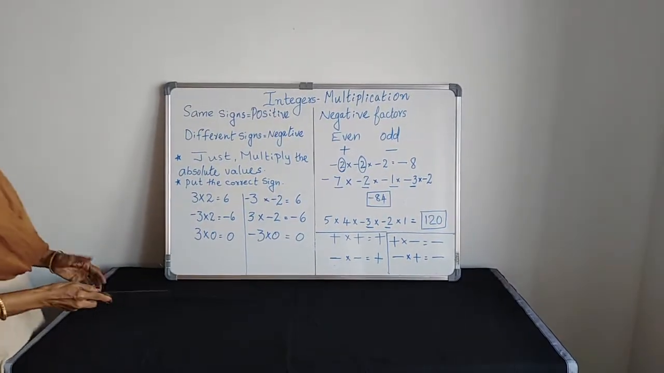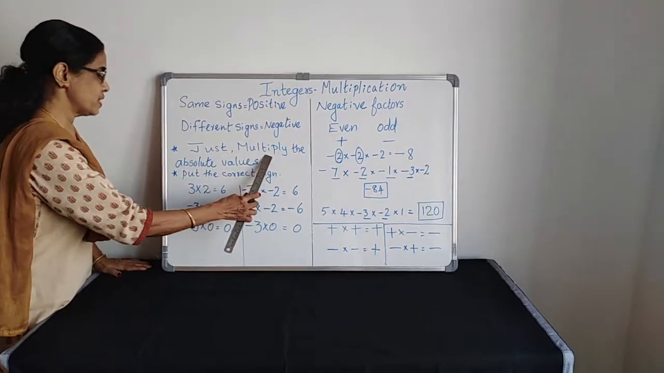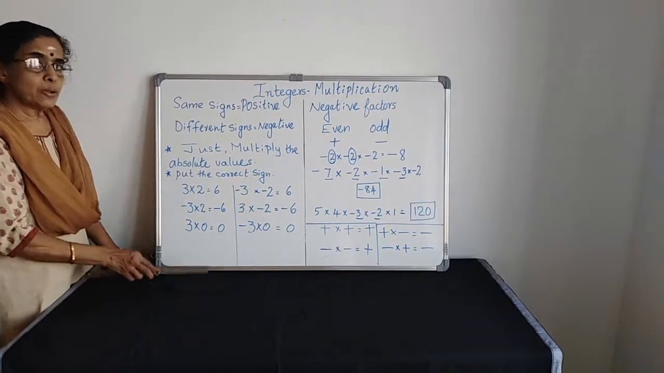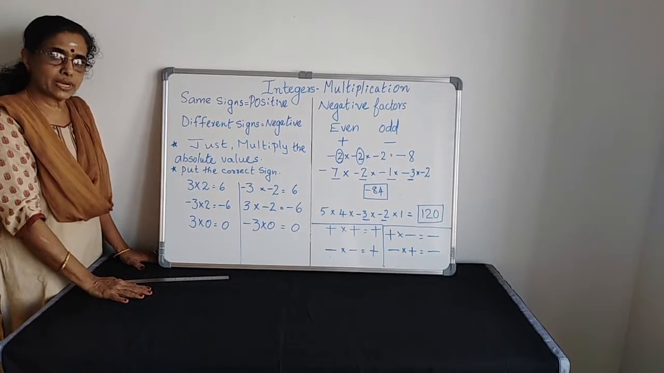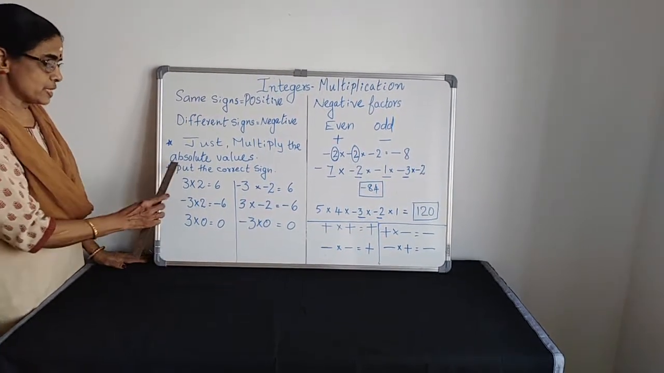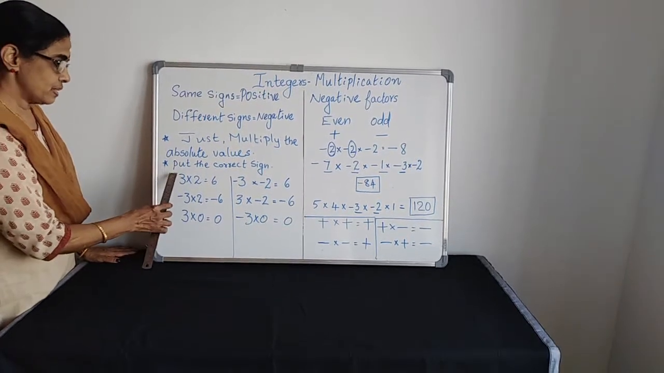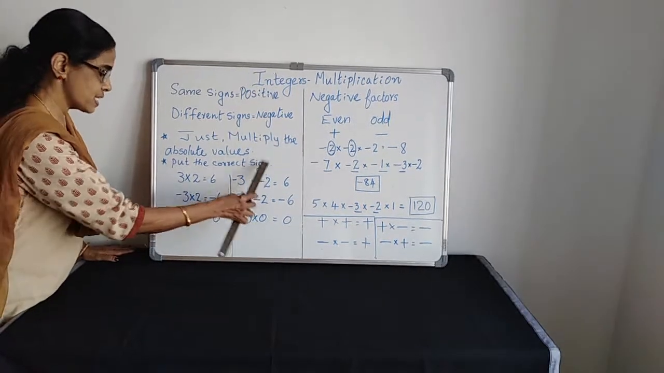When we start multiplying, you have to remember to just multiply the absolute values. For absolute values, please refer to the previous video. The link is given in the description box. Absolute value means forget about the sign. Take the numbers, then multiply. Finally, put the correct sign.